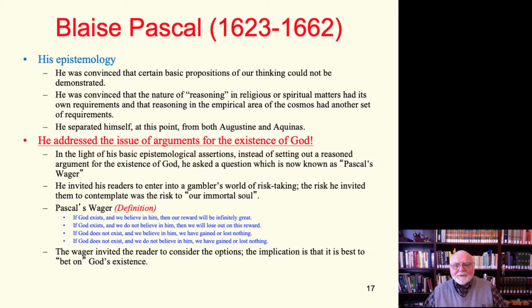He says certain propositions of our thinking cannot be demonstrated. Hence, he's convinced that the reasoning in religious and spiritual matters had its own requirements, and that the reasoning in the empirical area of the cosmos had another set of requirements. In a sense, he is separating himself from both Augustine and Aquinas. Now, his argument for the existence of God is really quite different, and if you have any knowledge of these things, you better know this one. It's known as Pascal's wager.